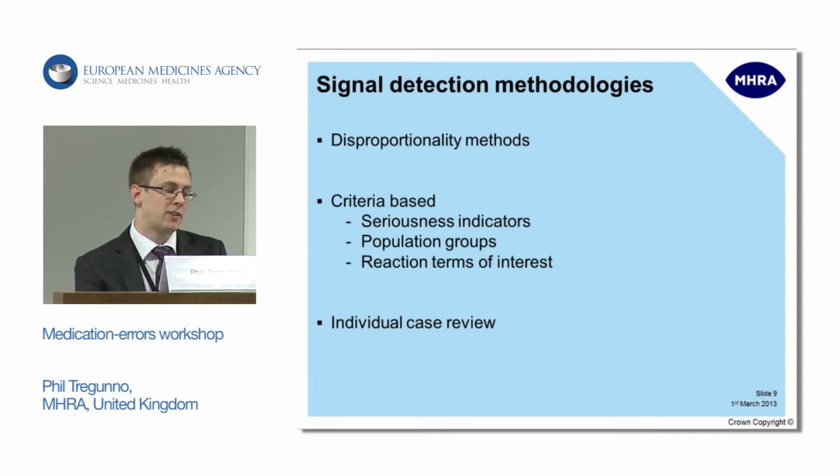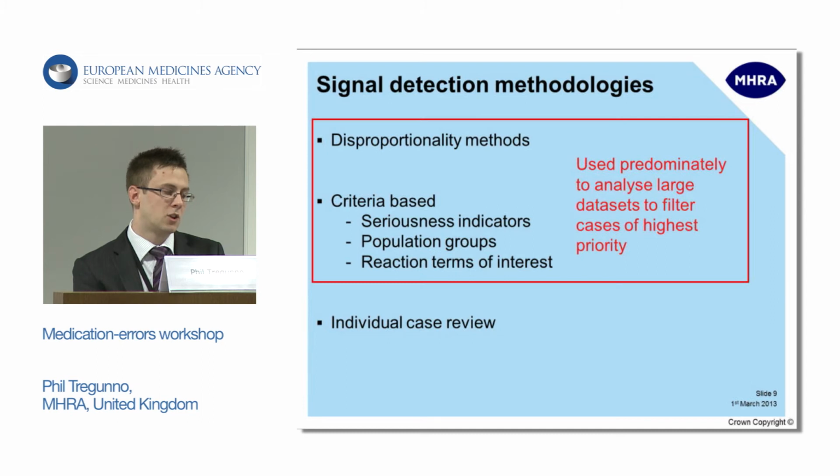And considering specific reaction terms of interest, at the MHRA we have a concept called alert terms, which is very similar to DMEs, designated medical events, that are used in the EudraVigilance database, but wider terms that are considered particularly important when considering adverse drug reactions. Thinking about medication errors, are there terms that are important for us to be considering under that area, having already considered MedDRA options in this area?